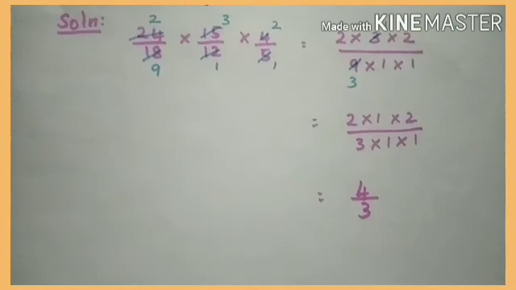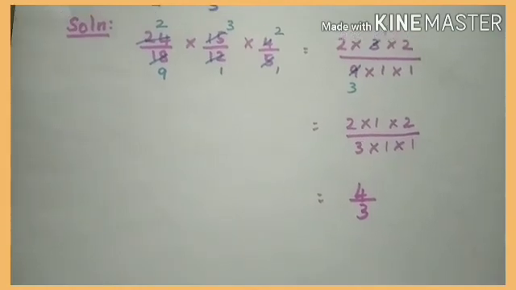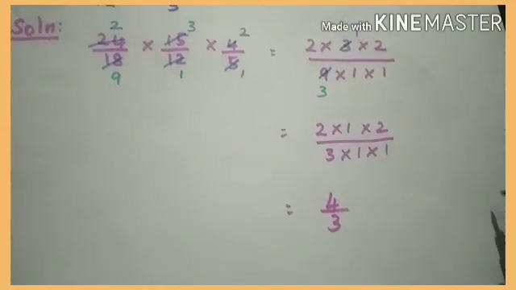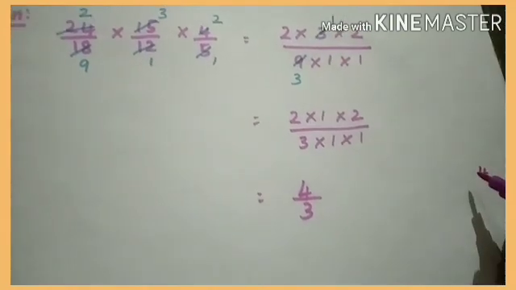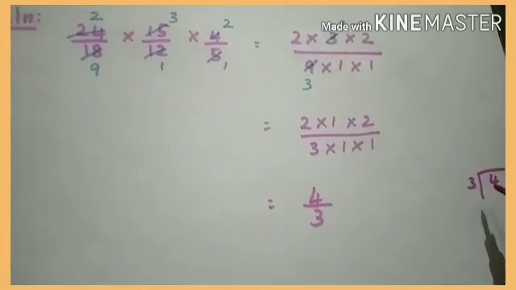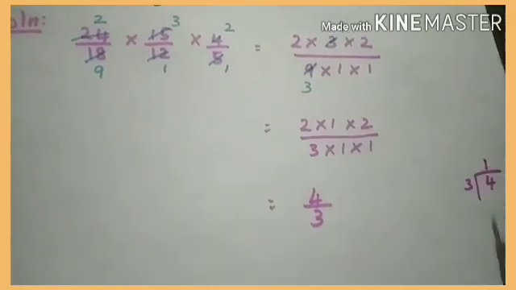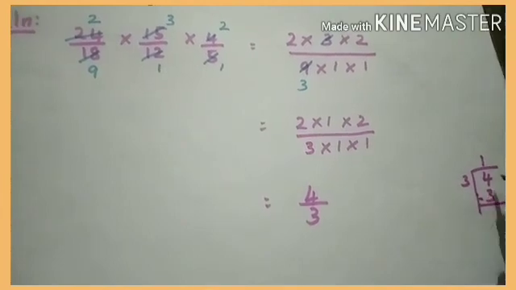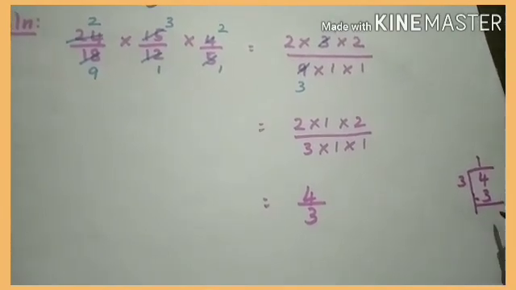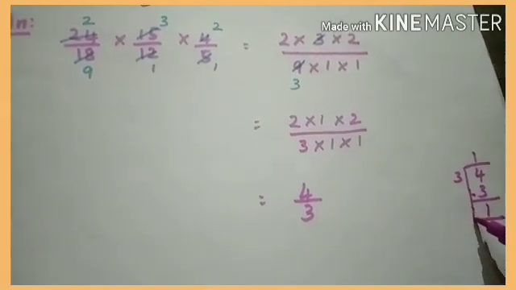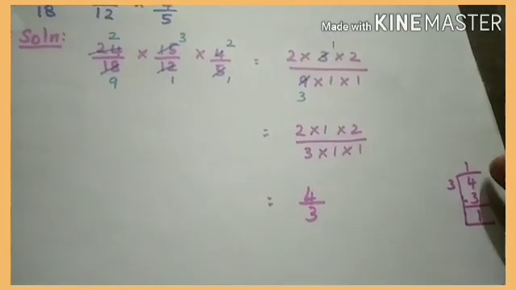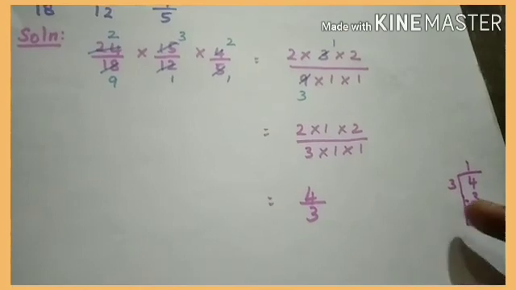Students, here look at the numerator. Numerator is greater than denominator. So this is an improper fraction. We can convert this improper fraction into a mixed fraction. Divide 4 by 3. 3 ones are 3. Then subtract 3 from 4. We get 1. Here quotient is 1. Remainder is 1. Divisor is 3.